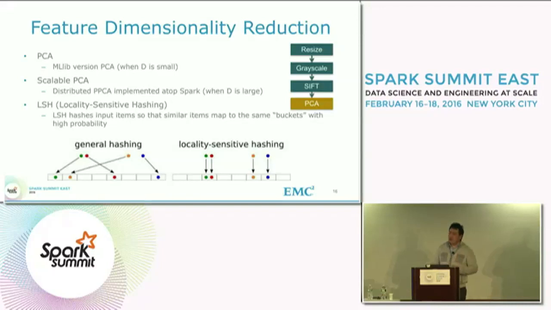So we need to balance the efficiency and accuracy of the similarity calculation by selecting only a subset of the key features for the similarity calculation. So here, in VADL, we utilize the principal component analysis algorithm, which is available in MLlib, and its distributed version, for the feature dimensionality reduction.